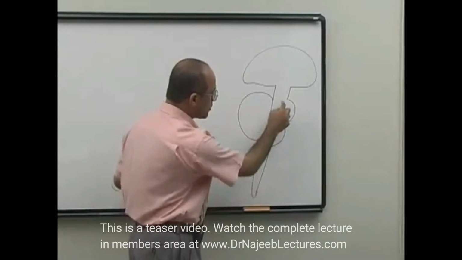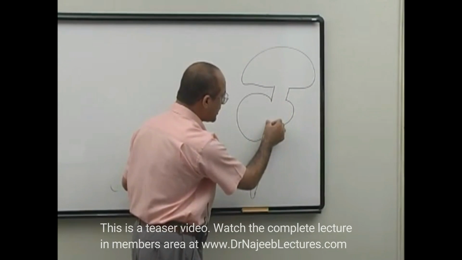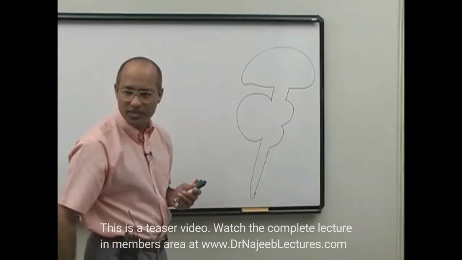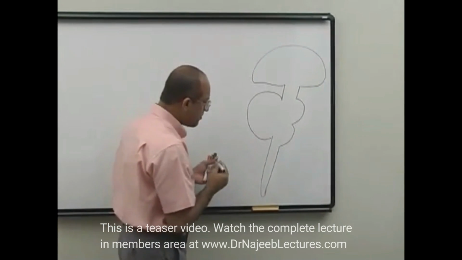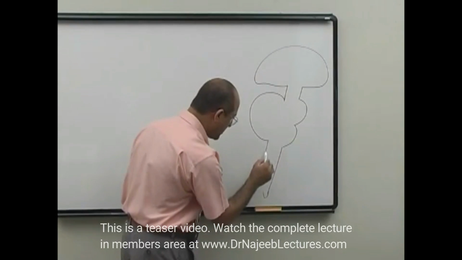Now, of course you understand this is the pons. The most important relationship on the back of the pons is the cerebellum. Is that right? Now, before we really go into detail, something important should be learned.